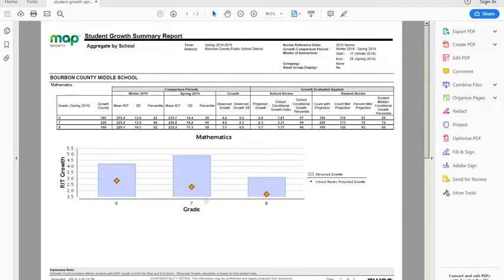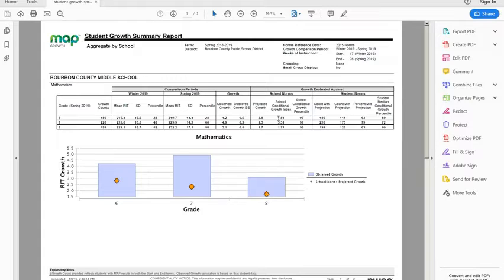So the most important thing is to take each grade level alone and say, okay, the projected was 3 here for 6th grade, and they are at almost 4.5. The projected was 2.5, and they are almost at 5. And the projected for 8th was right at 2, and they are over 3. So that's the good news for each of those grade levels.